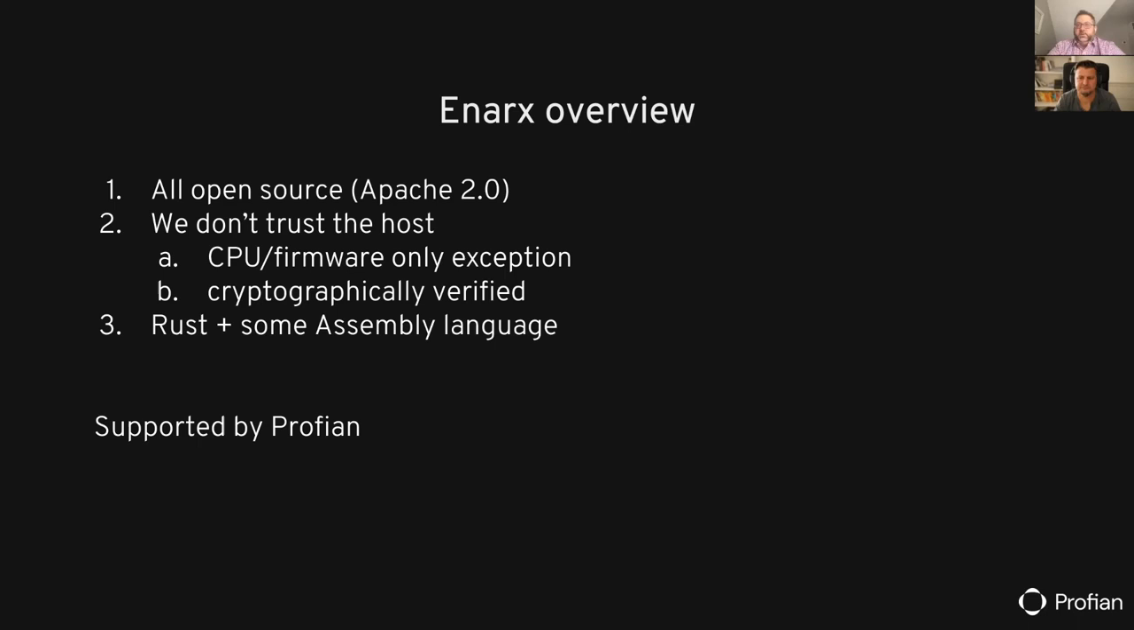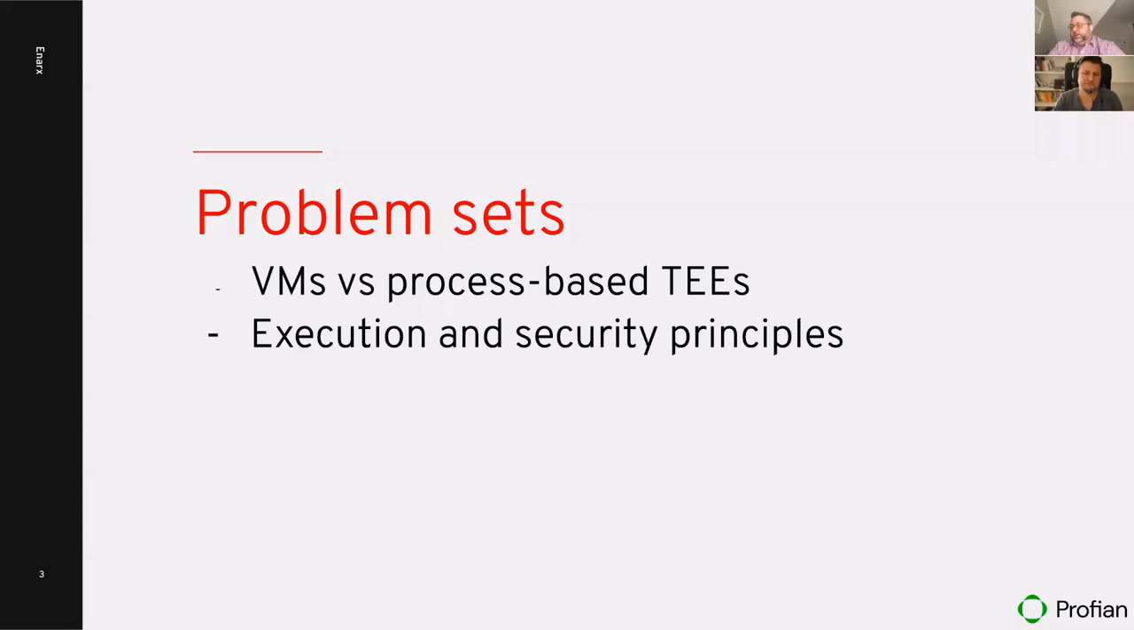And the NARX project is now supported by a new startup called Profian, of which I'm the CTO. And so first, we're going to start off by identifying what some of our problem sets are. And there's two basic categories here. The first one is the contrast between how these TEEs are implemented. There are sort of two different types. One set is encrypted virtual machines, and the other is process-based TEEs. We'll go over those in a moment. And then the second is we're going to talk about our execution and security principles.